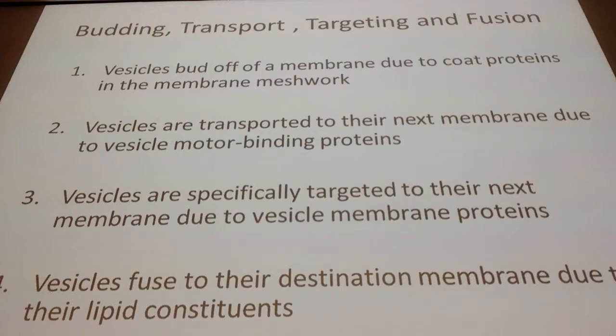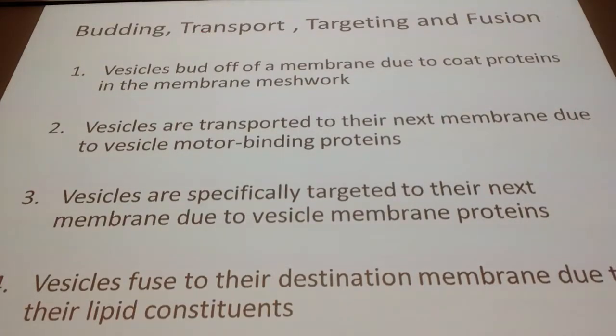In addition to that, the recognition of a cytosolic submembrane protein meshwork is also important. So far so good? Yes? No? Okay, so let's go on. You need to know this, as always.